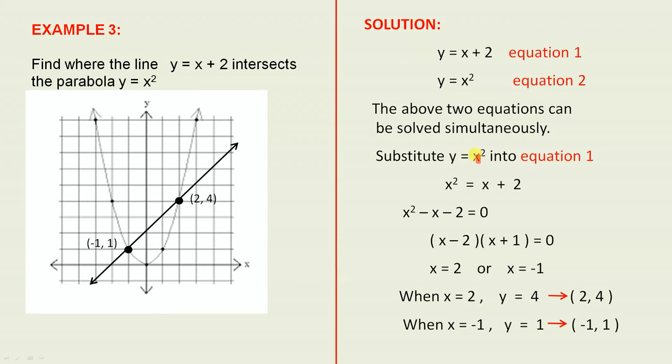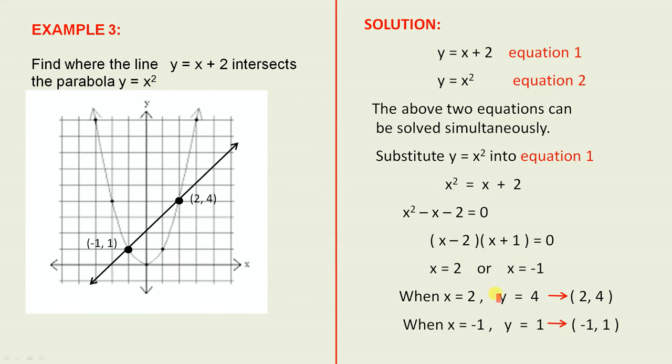So if we substitute y equals x squared into equation 1, we get this line. Take the terms to one side to get that line. Factorise to get that line. So x will be 2, or x is -1.